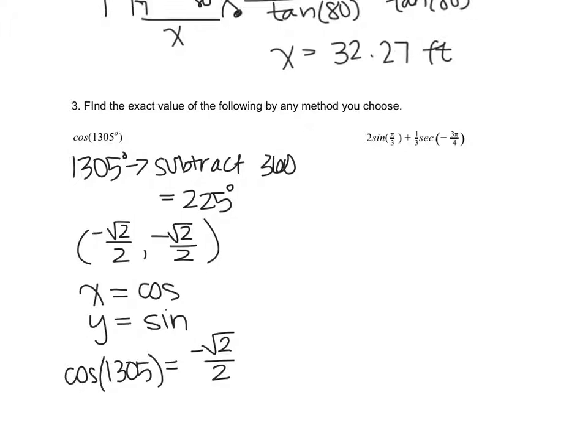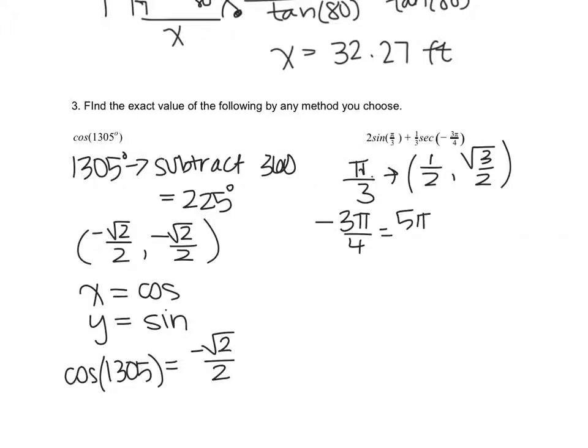So we're going to do something similar for our next example. We want to evaluate 2 sine of pi over 3 plus 1/3 secant negative 3 pi over 4. So I know pi over 3 is the point 1/2, square root 3 over 2. And again, this is using the unit circle. And negative 3 pi over 4 is the same thing as 5 pi over 4, which is the point negative radical 2 over 2, negative radical 2 over 2.